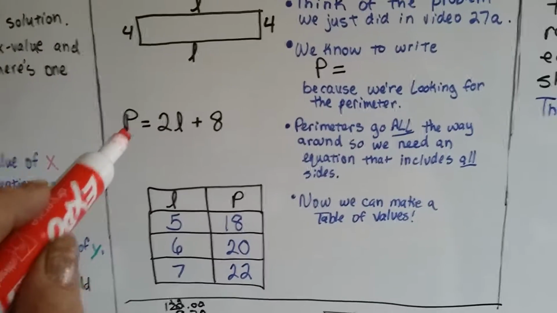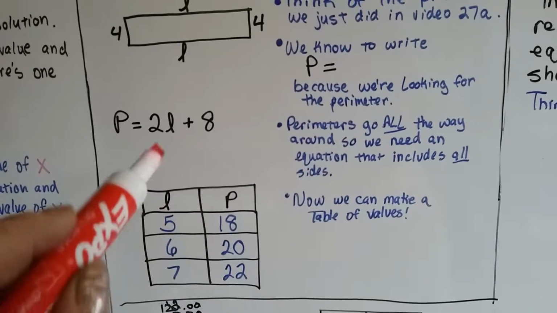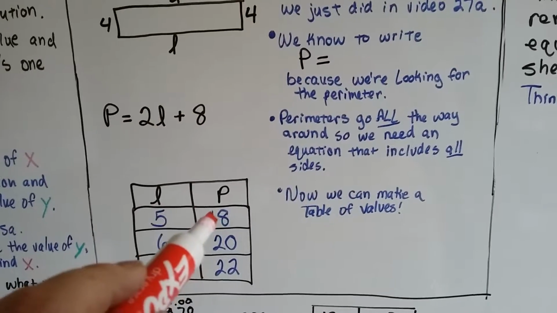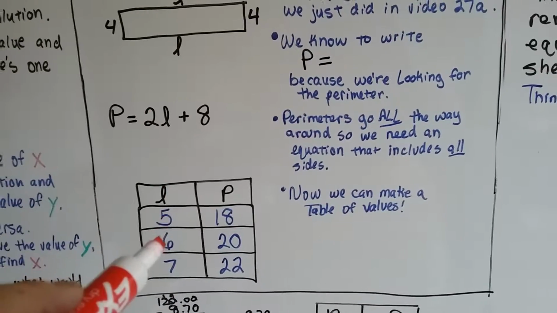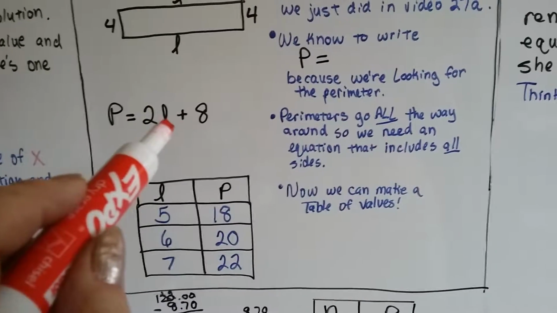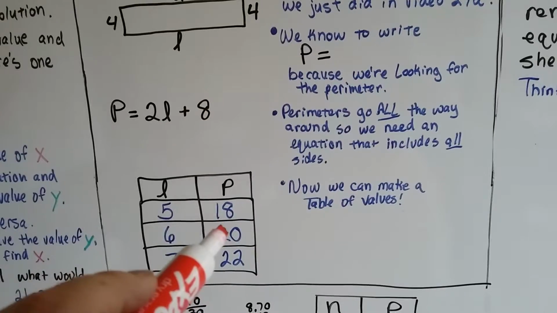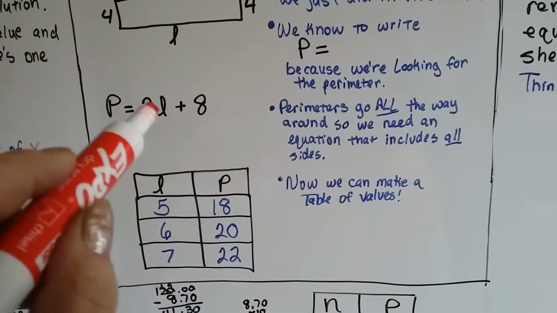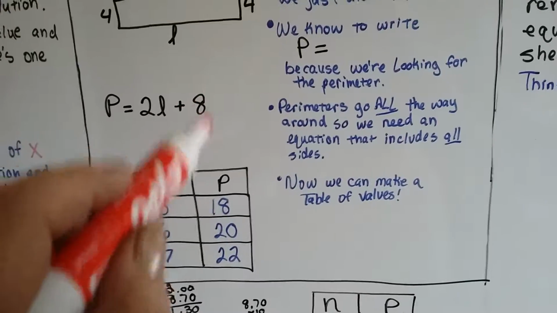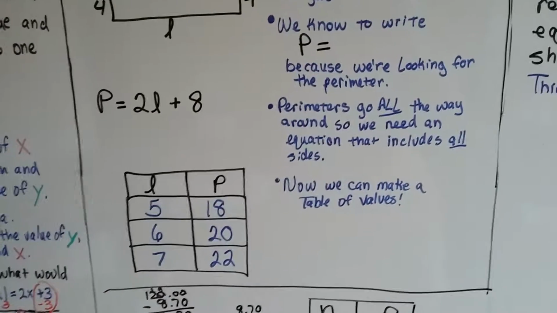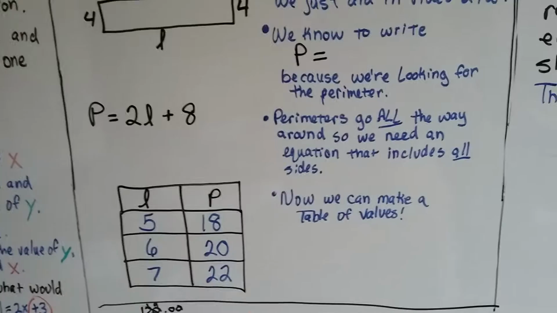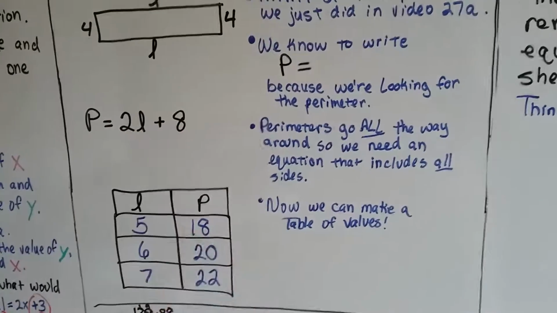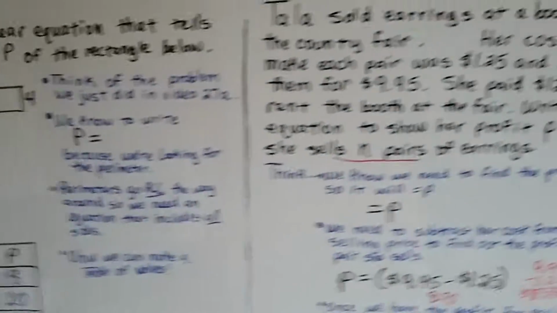With this equation, if L is 5, that means 2 times 5 is 10, plus 8, then P would be 18. And if L was 6, 2 times 6 is 12, plus 8, that means P would be 20. And if L was 7, 2 times 7 is 14, plus 8, that means P would be 22. See? We'd be able to figure out our table of values and know all of our variables of what they could be. All right, let's try this one.